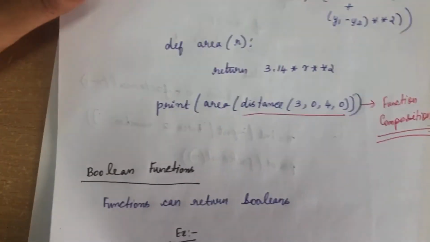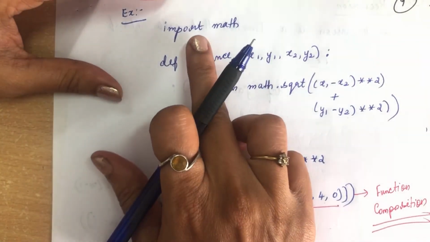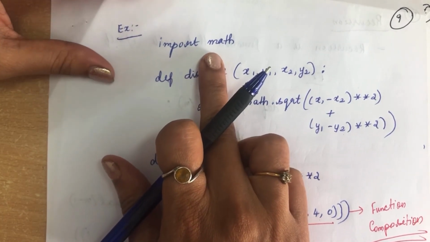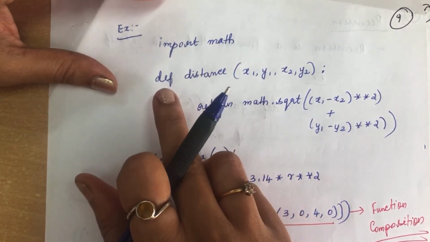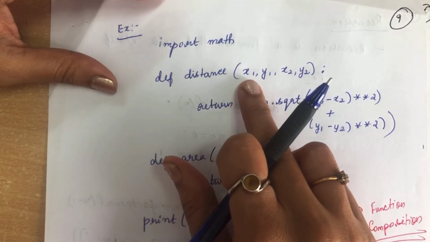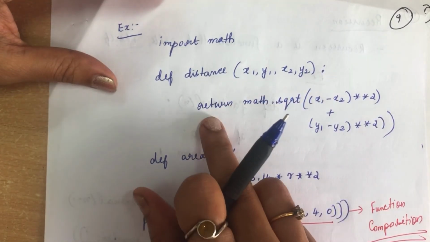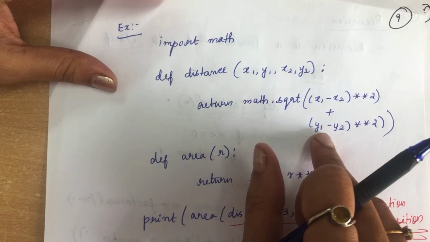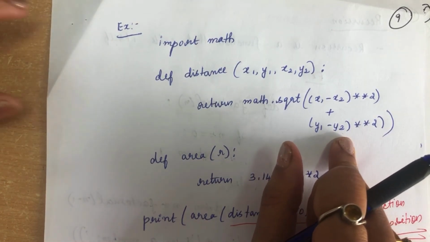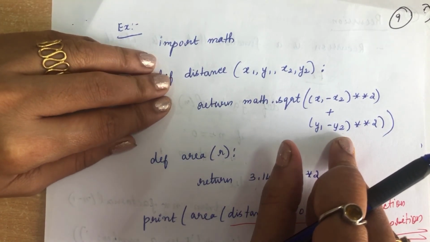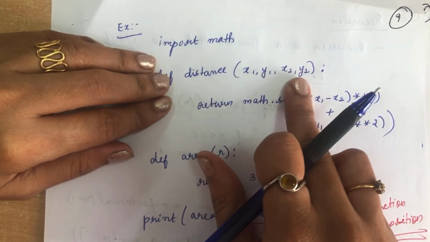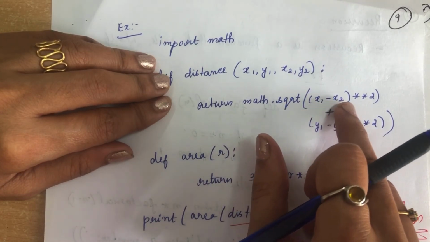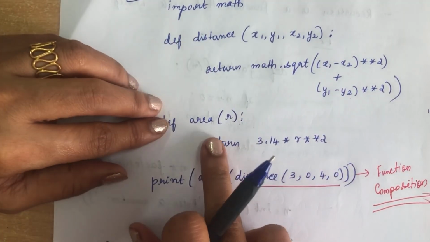Now we will see one more example. Here I have used a mathematical function called square root, so I have imported the math module. Import math, def distance of x1 y1 x2 y2 colon, return math dot square root of x1 minus x2 to the power 2 plus y1 minus y2 to the power 2. This function is going to find out the distance between the 2 points x1 y1 and x2 y2. You can find the distance by the square root of x1 minus x2 the whole square plus y1 minus y2 the whole square. Next is area.